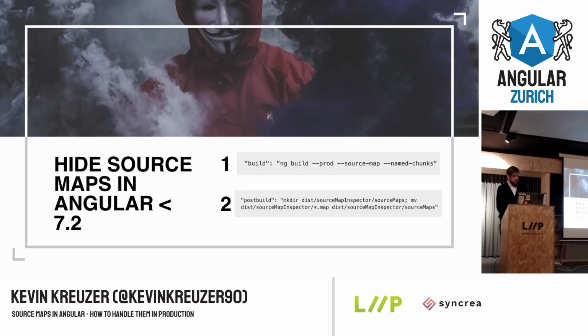Then you could also hide the source maps in previous versions from Angular. It looks quite the same. Yeah, you just build it with the source map flag and then just move them. That's the difference. But anyway, you would still have this 404 error because it generates the comment at the end of the file.